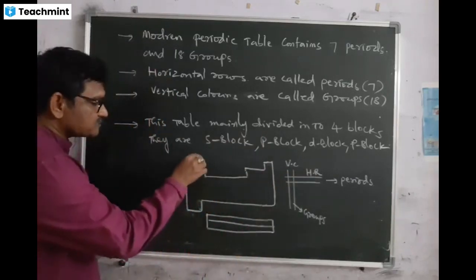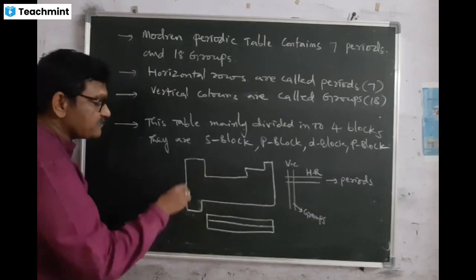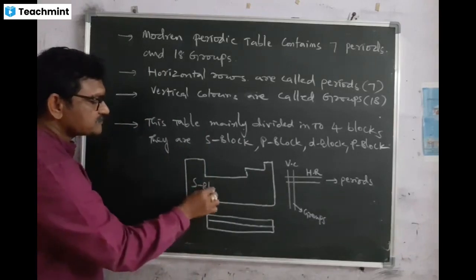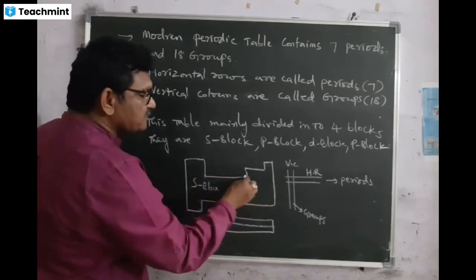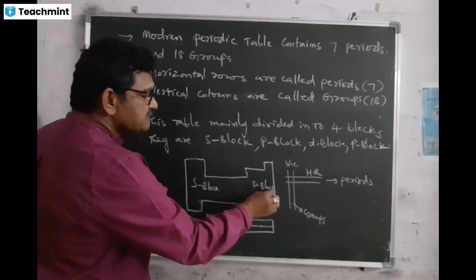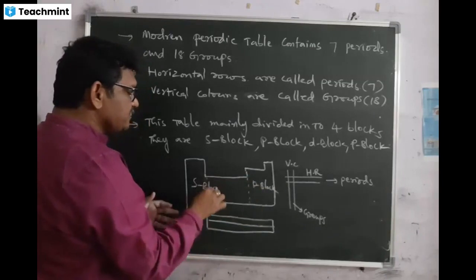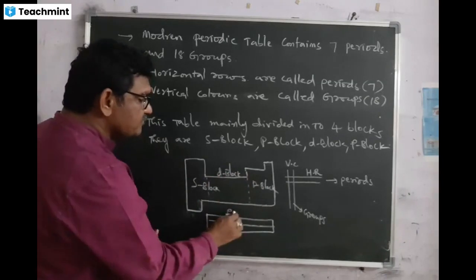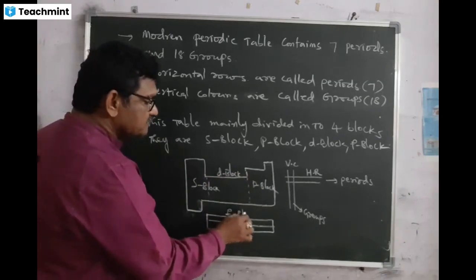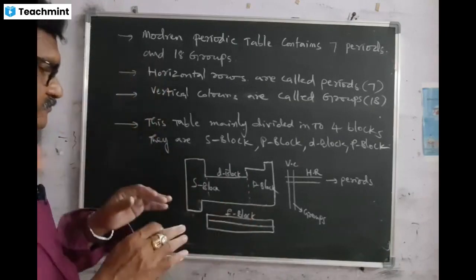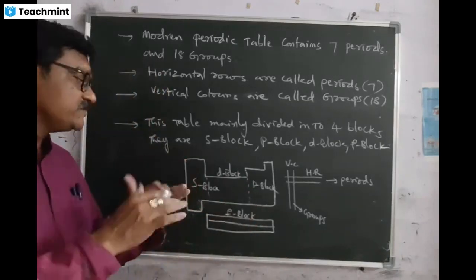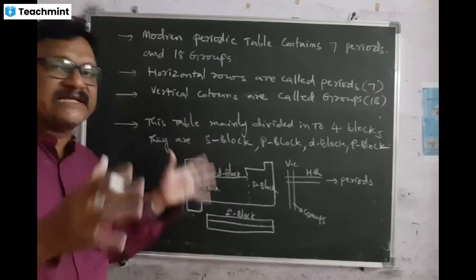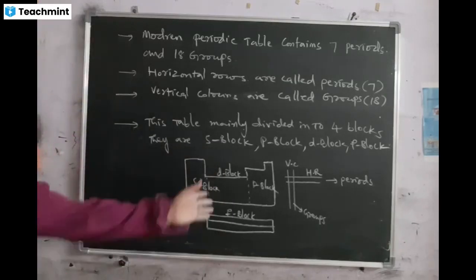Try to observe and listen carefully. The complete left part of this table is the S block. The complete right part is the P block. In between the S and P blocks is the D block. Under the table we have the F block. Just mention this roughly. Later we will study in a clear manner what the S, P, D block elements are, and discuss all those things in depth. Okay.